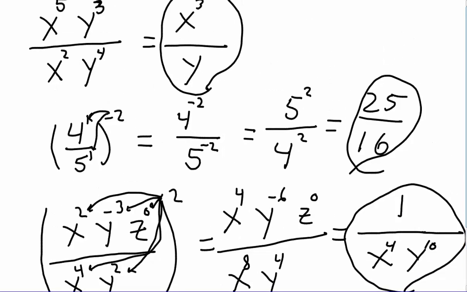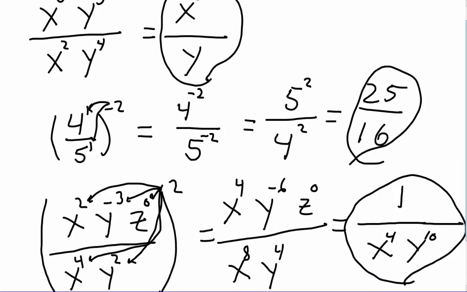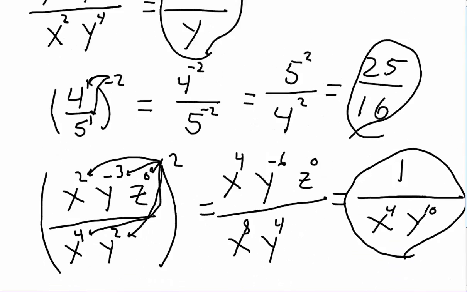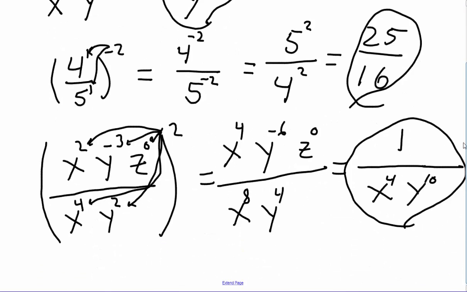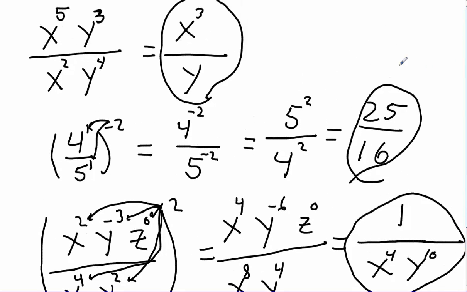And there is your final answer. Alright, here are 3 problems that combine some of the rules of exponents. Like I said, I know I go fast, but you can slow me down, you can rewind me, you can stop me. Do whatever you like. And that finishes rules of exponents.